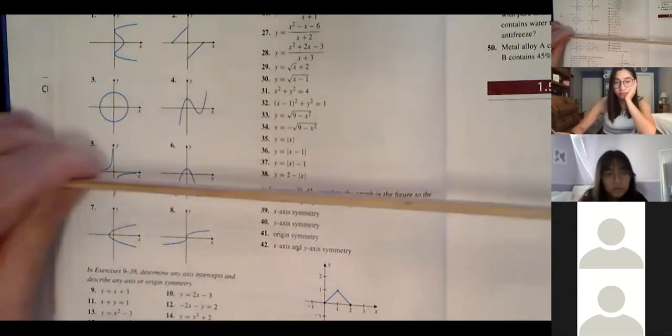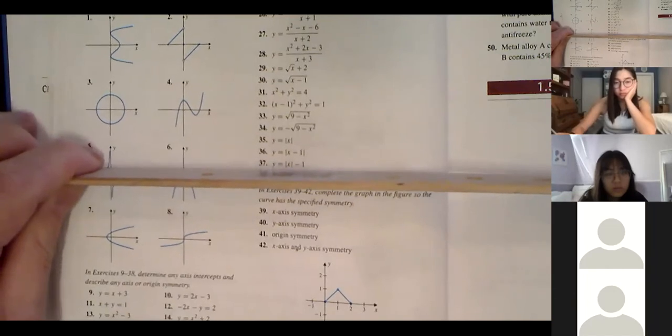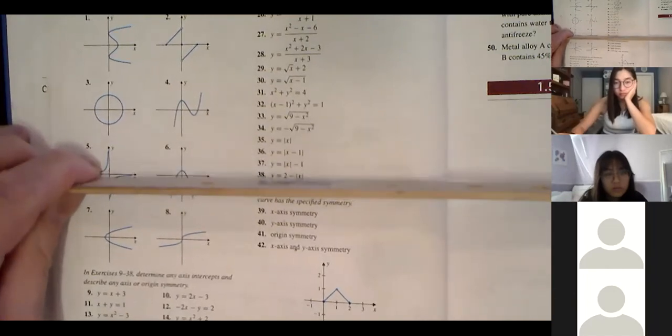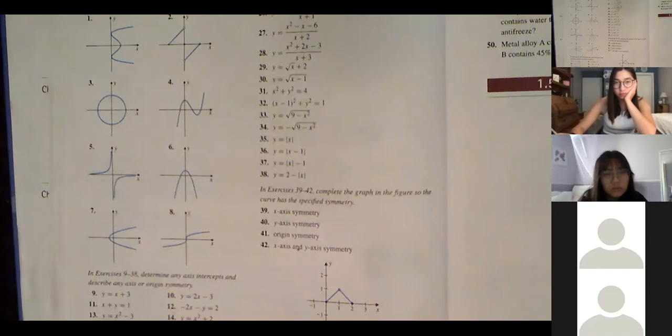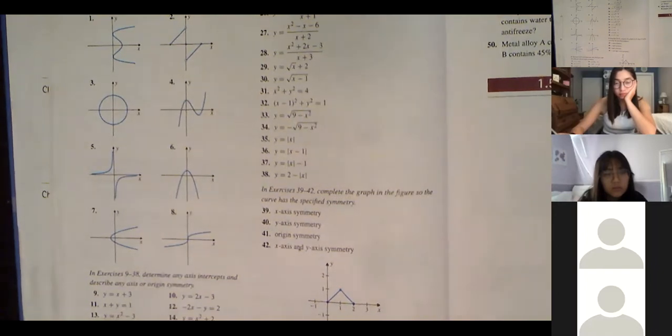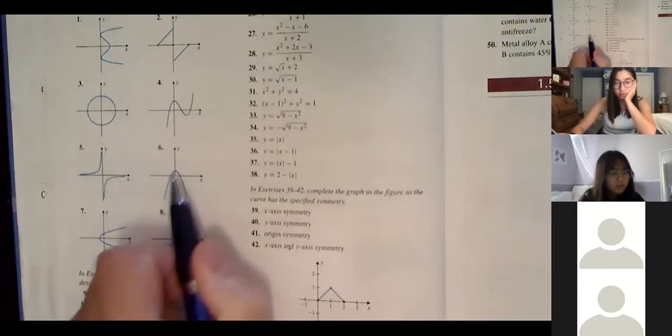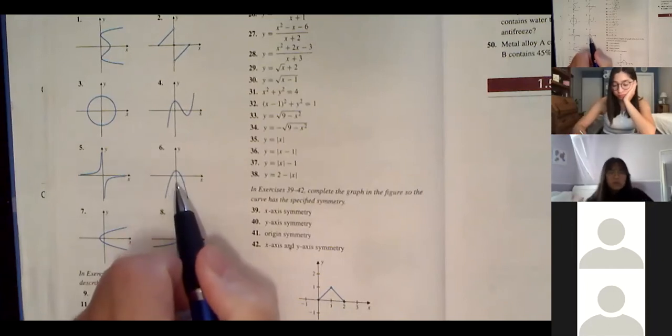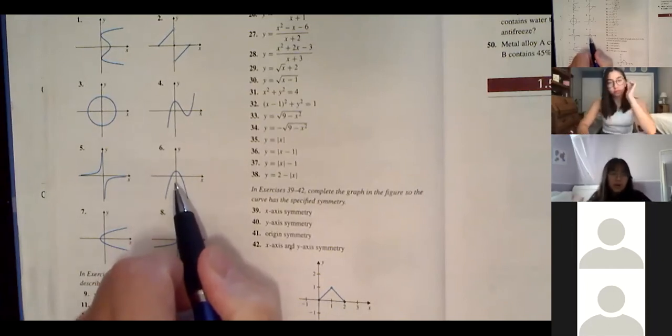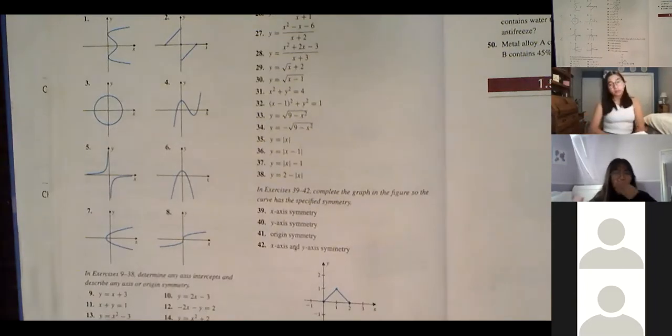Okay. It does not have x-axis symmetry. Clearly, if I put a line on the x-axis, the top does not match the bottom. I do not have origin symmetry, for if I reflect across the origin, then there should be a point over here, but there isn't. So it only has y-axis symmetry.